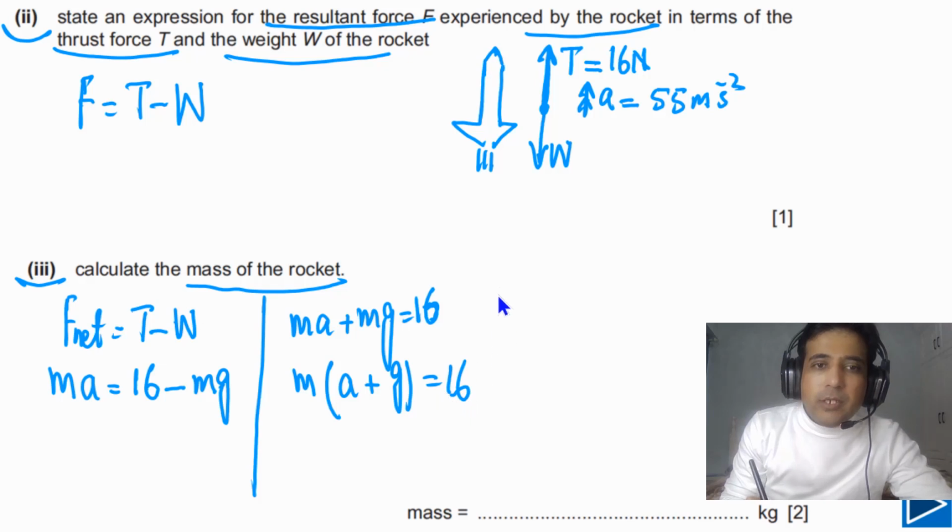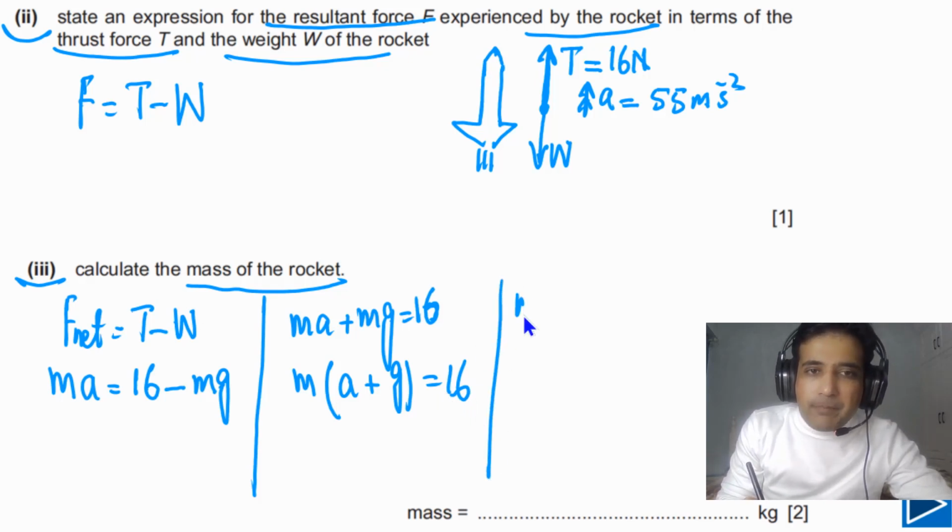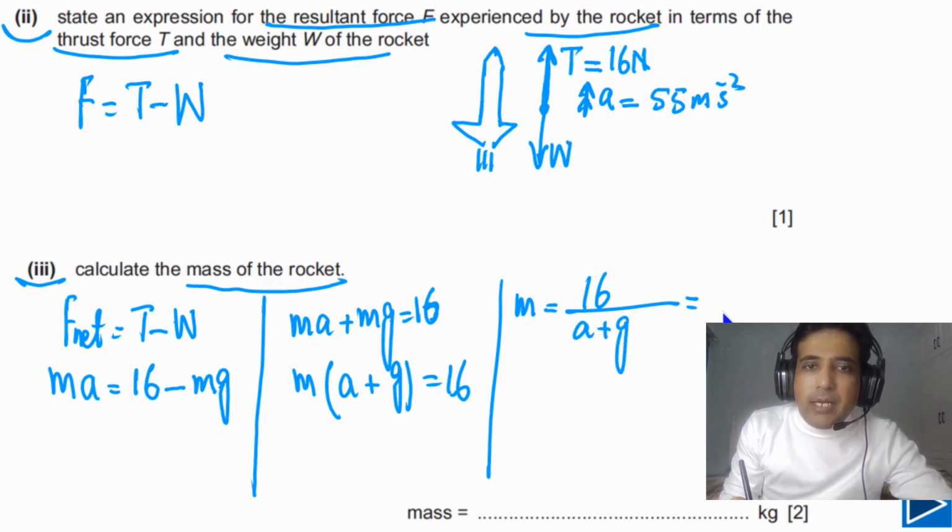So we need the value of m. Simply, m will be equal to 16 divided by a plus g, and we can plug in the values of a and g. So we have 16 divided by 55 plus 9.81, because the value of g is equal to 9.81.